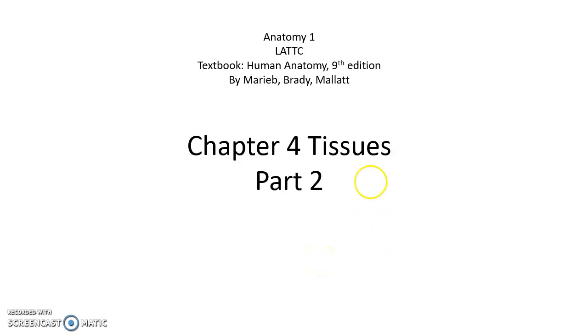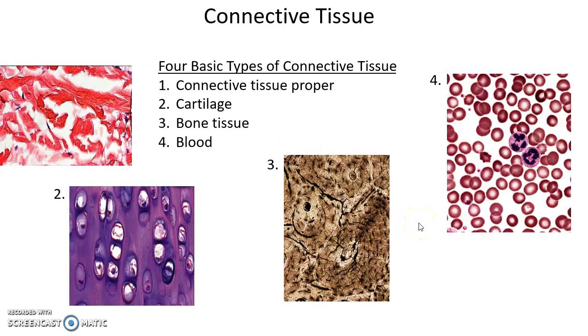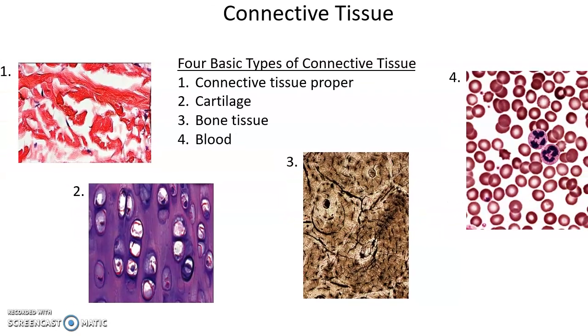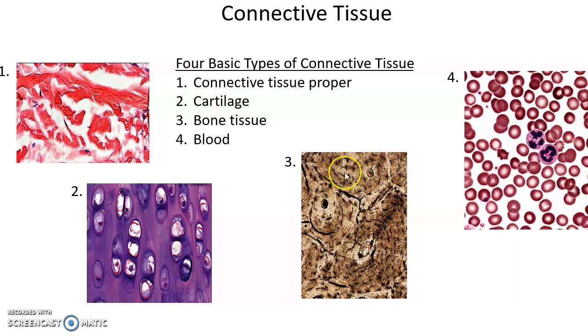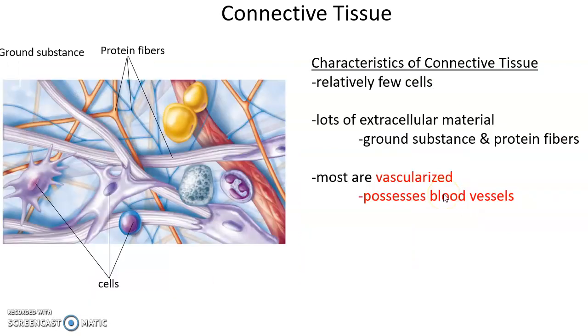Chapter 4, Tissues, Part 2. So there are four basic types of connective tissue. We have connective tissue proper, which is a very important kind of tissue. It makes up things like our ligaments and tendons. We have cartilage. Cartilage is a big category. We have bone tissue and blood. That's right, blood is a type of tissue.